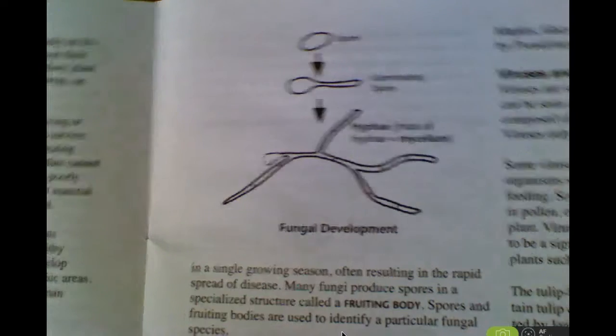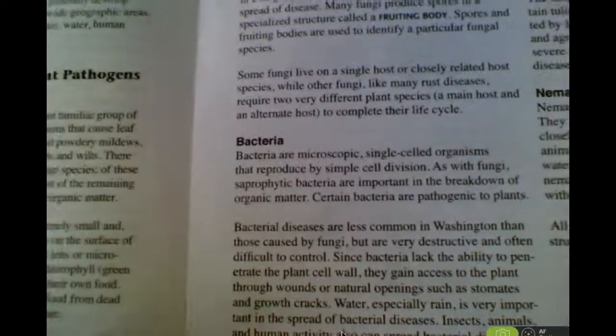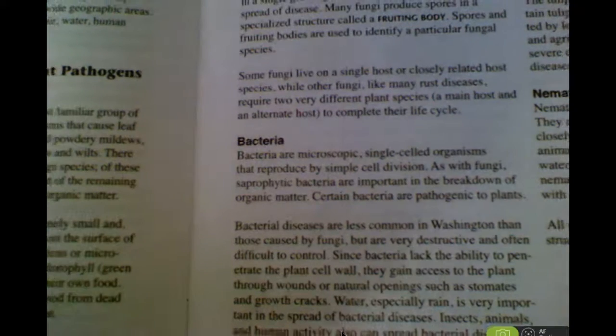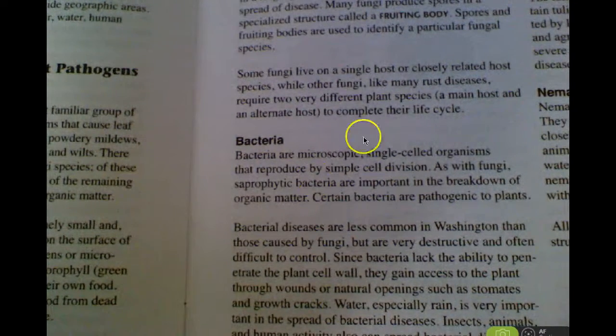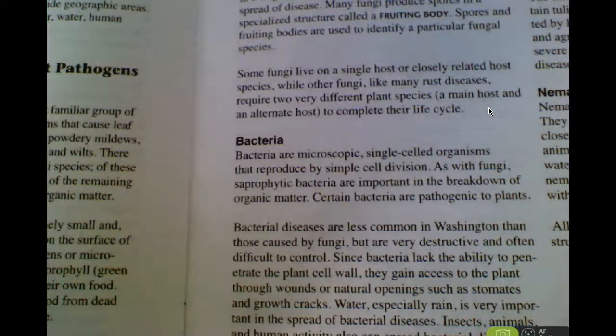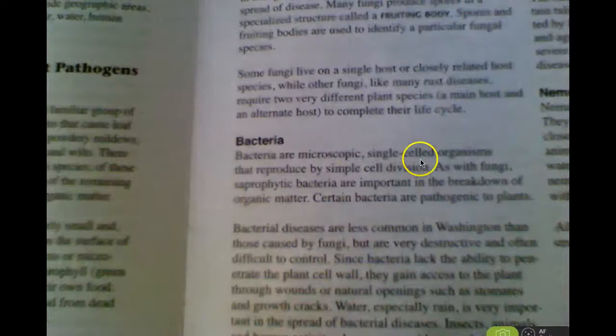Okay. And a lot of the fungi have a single host, but there's a lot of fungi that can affect many different hosts. So you want to make sure that you know what you're working with. And again, you might have an alternate host. Like rust diseases, they have different plant species. You'll have a main host and then an alternate host. Like cedar apple rust: the apple requires a cedar tree for an alternate host so the rust can develop on that particular species.